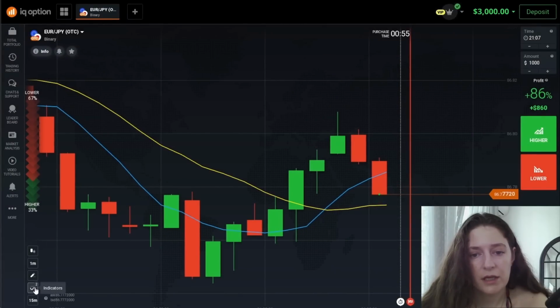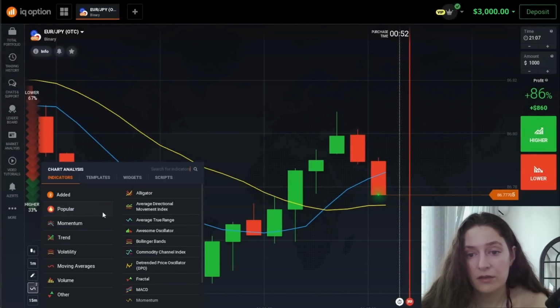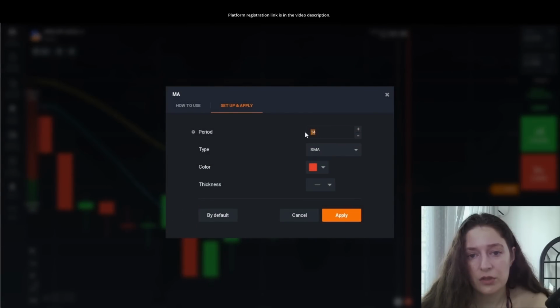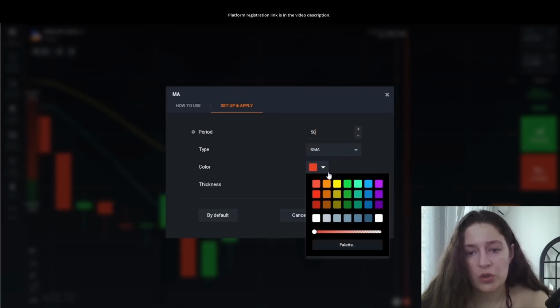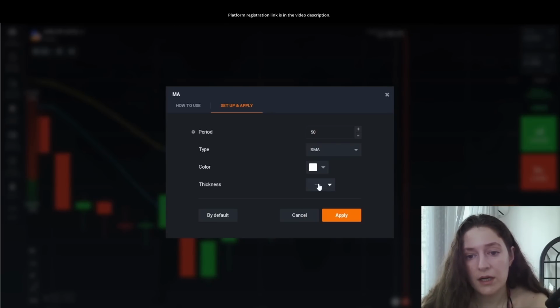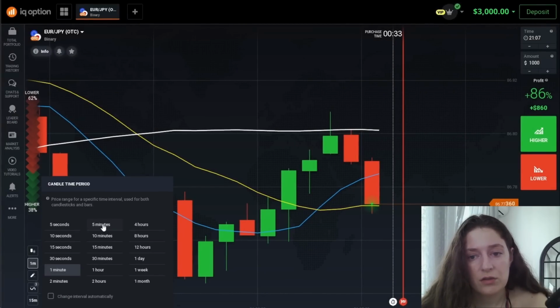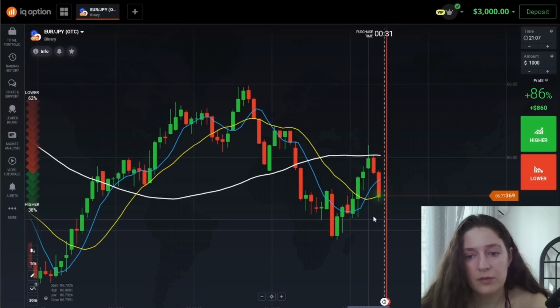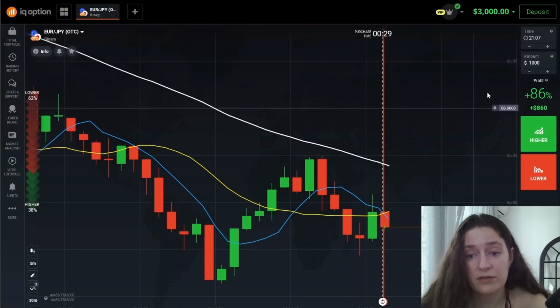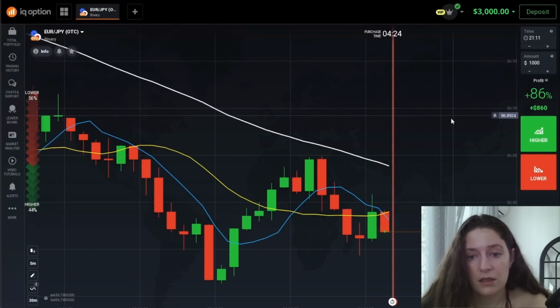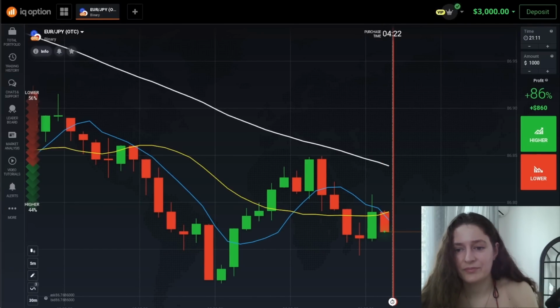Apply. The third moving average has a completely different function, and I increase its period to 50 because it's used in strong trends. Let's choose the color white. Make the lines as thick as possible. I set the timeframe of the candles to 5 minutes, and I also trade in 5 minute intervals. And let's start trading.